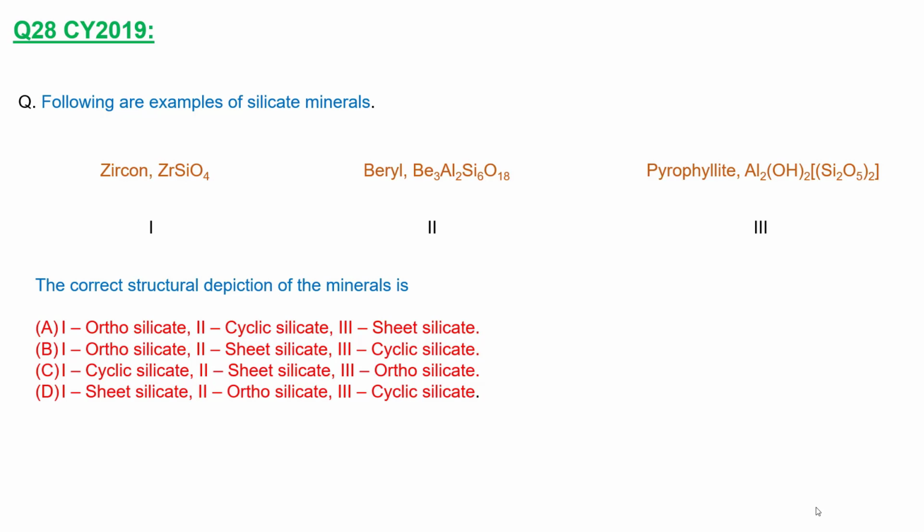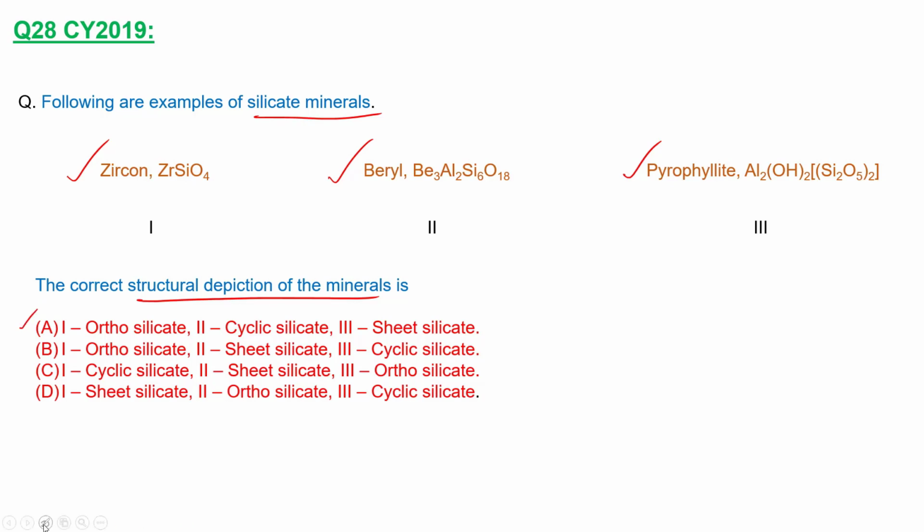Question number 28, CY 2019. Three different examples of silicate minerals are given. First one, zircon, ZrSiO4. Second one, beryl, Be3Al2Si6O18. And the third one, pyrophyllite, Al2(OH)2Si4O10. Now we have to find out the correct structural depiction of these minerals. So there are four options given.